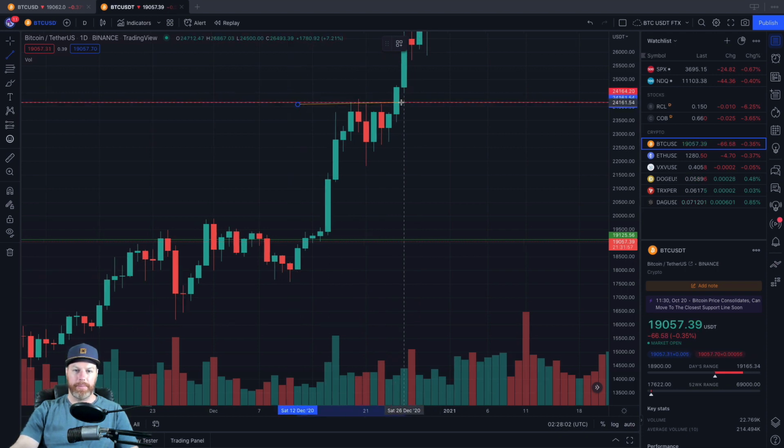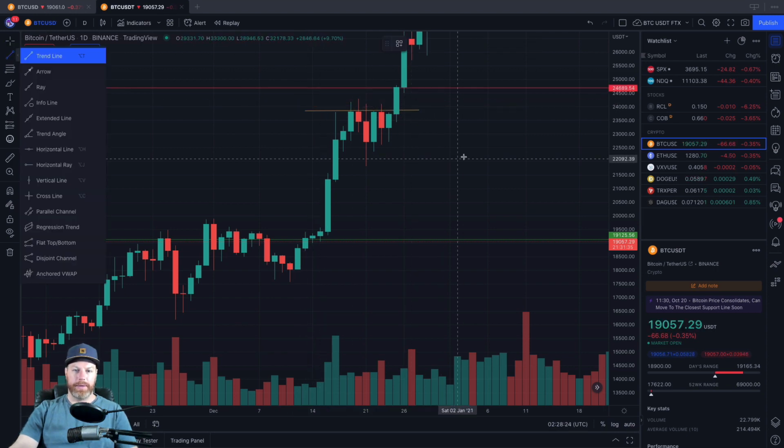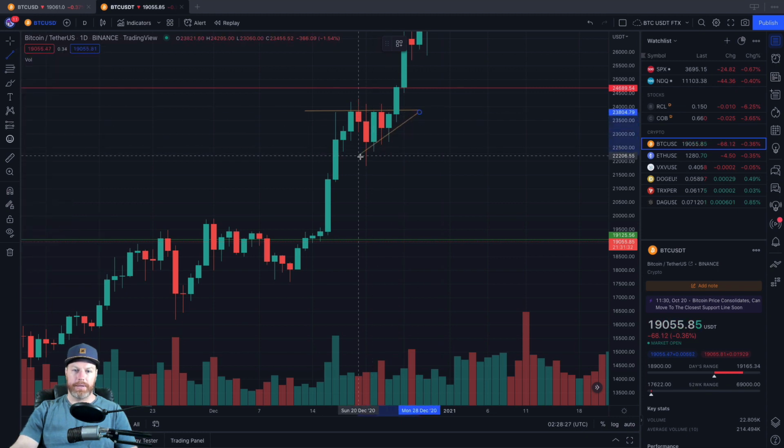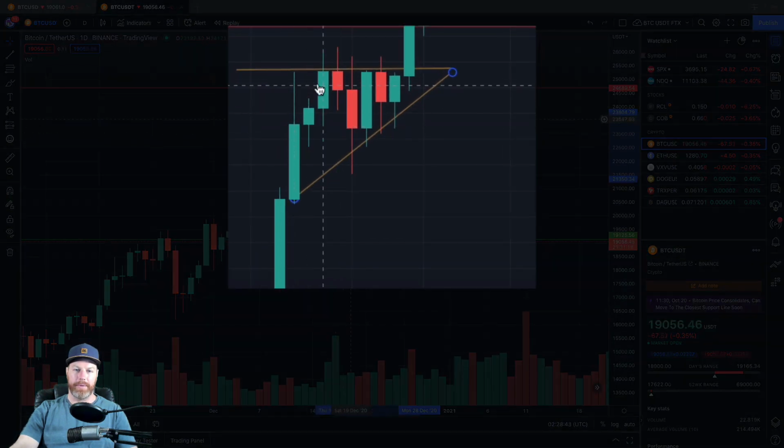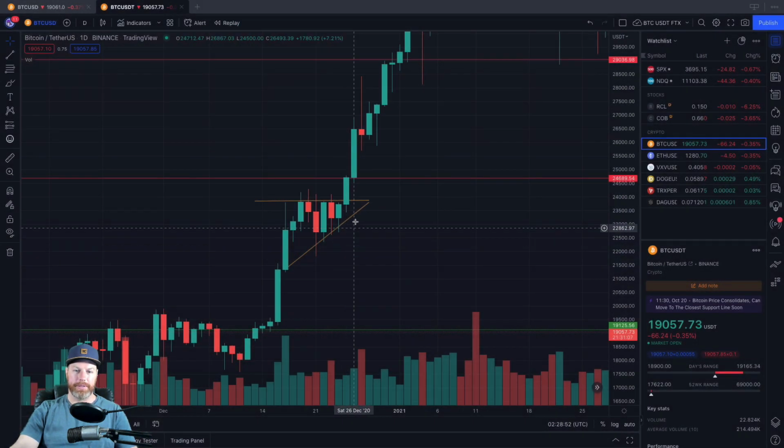Let's make this the top of the triangle. Actually, I'm going to draw it on the top of the bodies of these candles. And then we can see here that the price action on the bottom of these candles is sort of bouncing neatly along this ascending triangle. You can see here a number of times the price hammering up against the top. And then finally, it breaks with force, and we have a huge impulsive move to the upside.